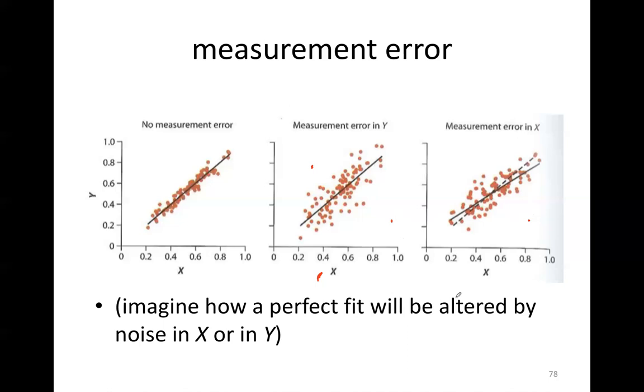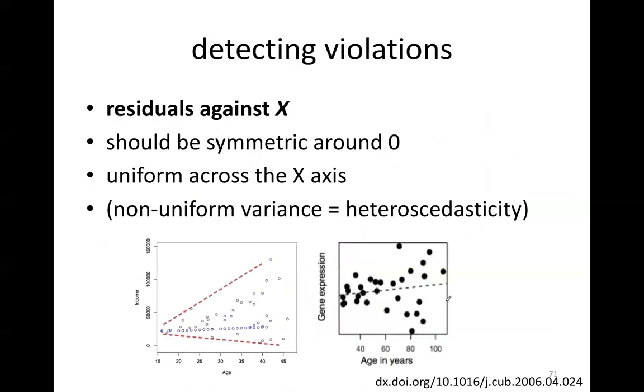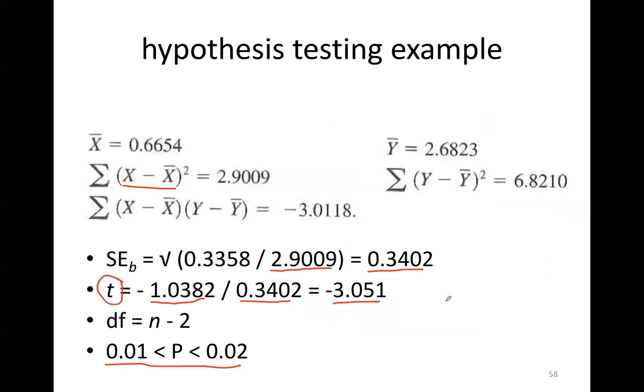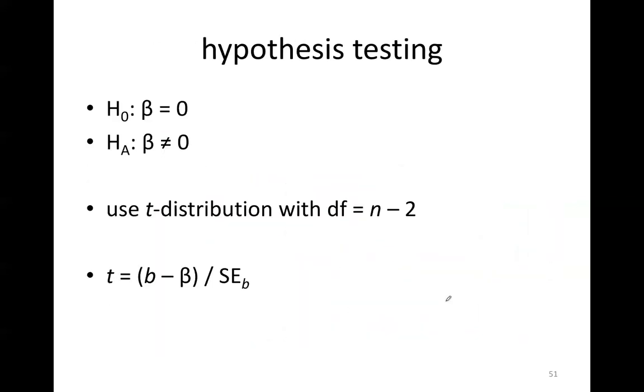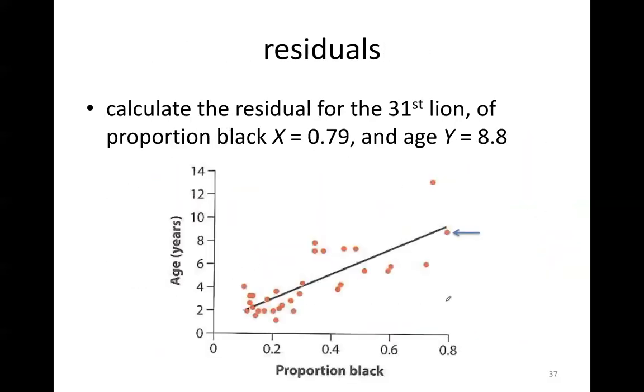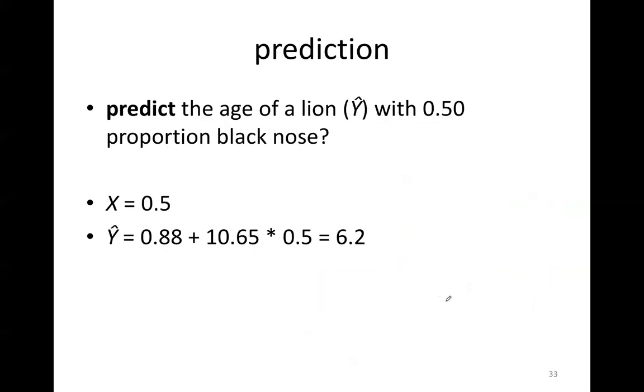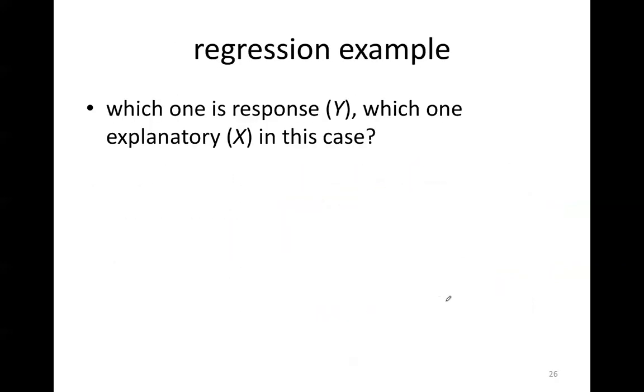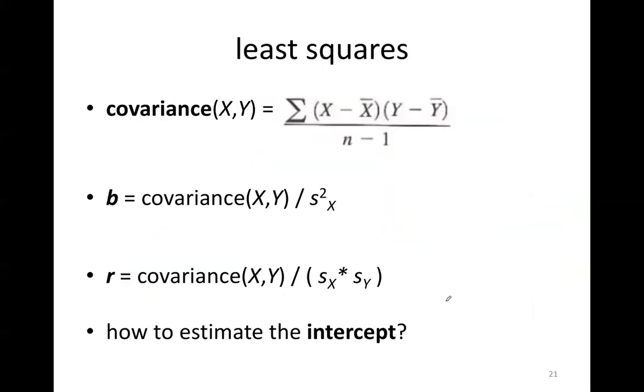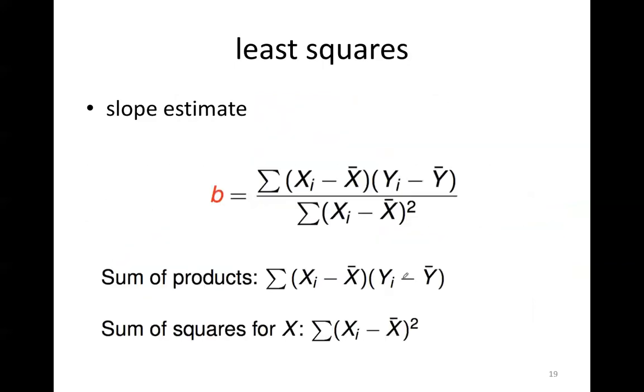The variance, as you remember, the slope formula. What was the slope formula? I have to go back. Yeah. The slope is the ratio between the sum of products and the sum of squares of x. And as the sum of squares of x increases, the slope will decrease.